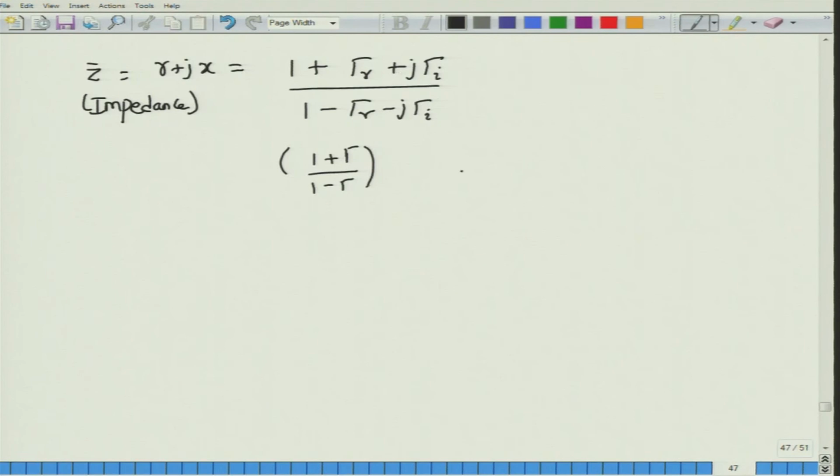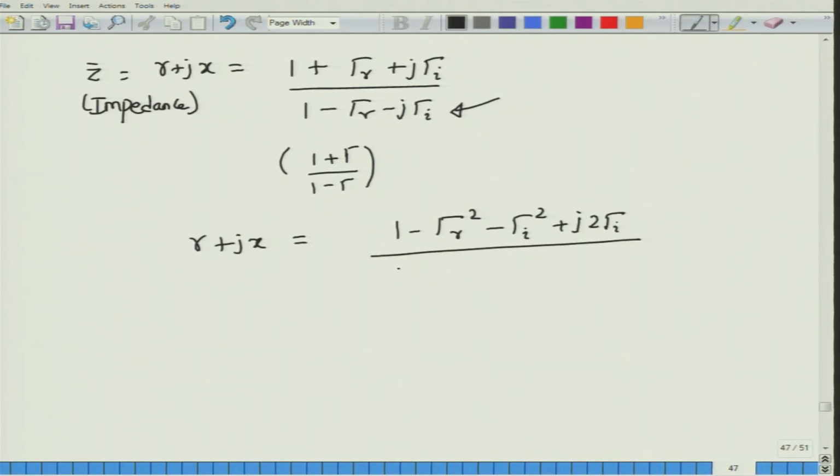So you can multiply the complex numbers by the complex conjugate of the denominator, and after you have done that, what you will obtain is r plus jx equal to, I will write down the expression here. Now you can separate the real and imaginary parts of this right hand side expression and equate them to r and x, and then do a little bit of algebra. It is a little tedious, but it is straightforward. So do a little bit of algebra so that you end up with the relation for r in terms of gamma r and gamma I.